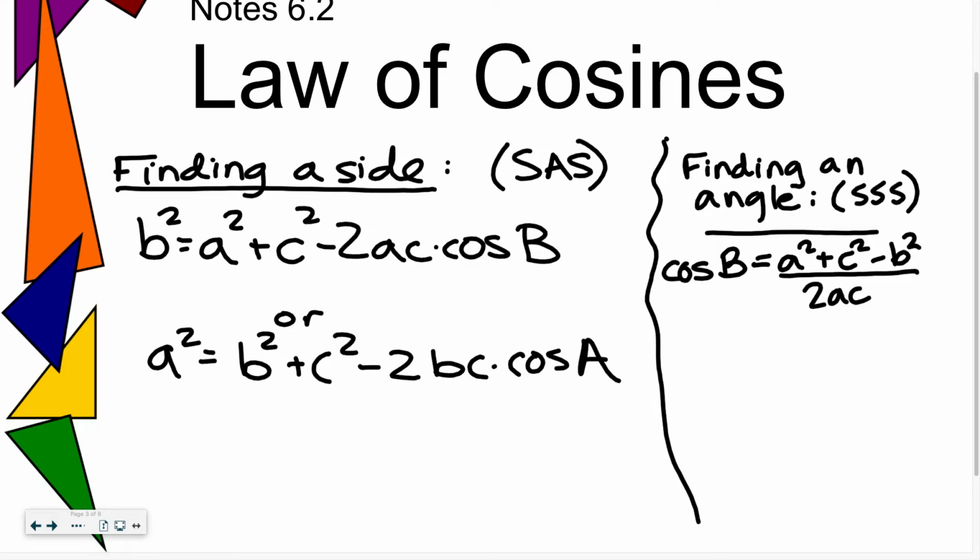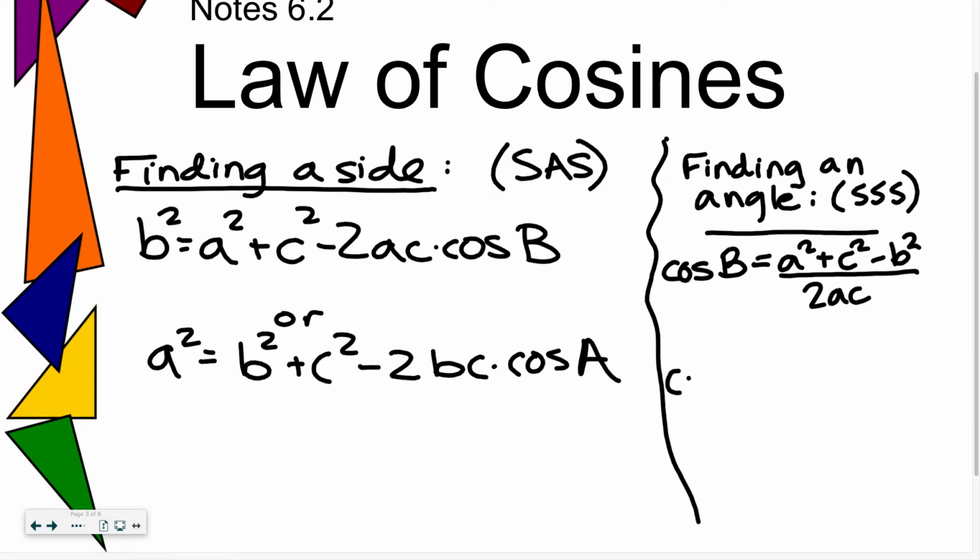And again, I try to think about it in terms of patterns of what I'm trying to find and the things that I do know. So when I'm trying to find angle B, I start by adding the square of the two sides not opposite angle B. I'm always subtracting the square of the side that I'm trying to find the angle for.